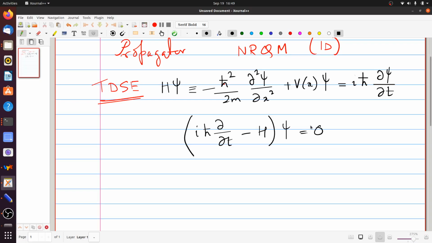Now this equation is a linear first order differential equation in time. And because it's linear and first order, basic differential equation theory tells me that if I know the value for this function psi of x at some time ti, this equation should be able to tell me the function psi of x at some later time t. This is something which the equation should be able to calculate for me.